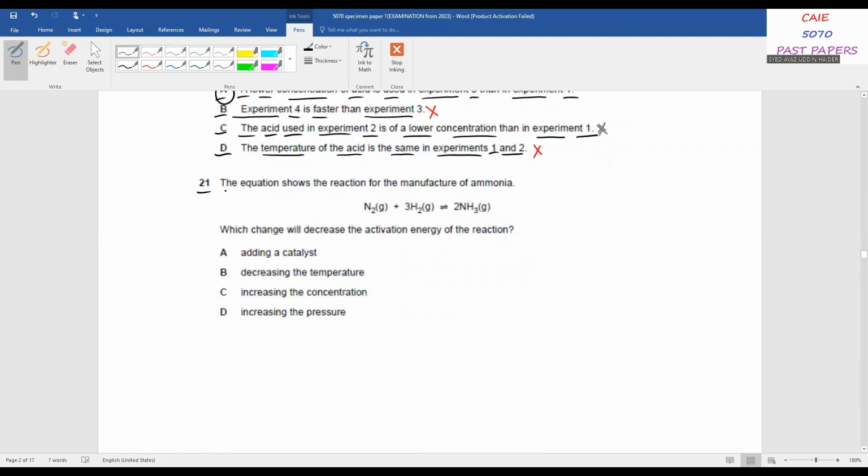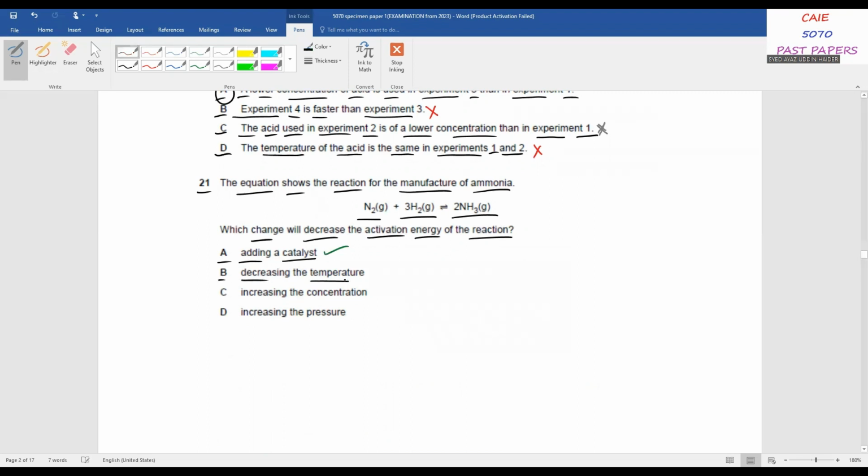21. The equation shows the reaction for the manufacture of ammonia. N2 gas plus 3H2 gas gives 2NH3 gas. Which change will decrease the activation energy of the reaction? A. Adding a catalyst. We know that adding a catalyst will decrease the activation energy of the reaction mixture. So this looks correct. Now let's see the other statements.